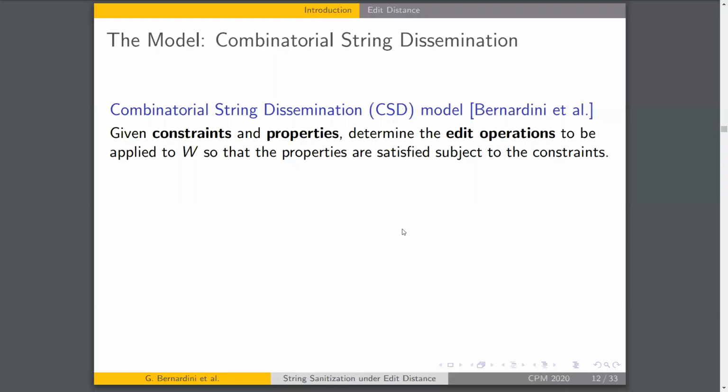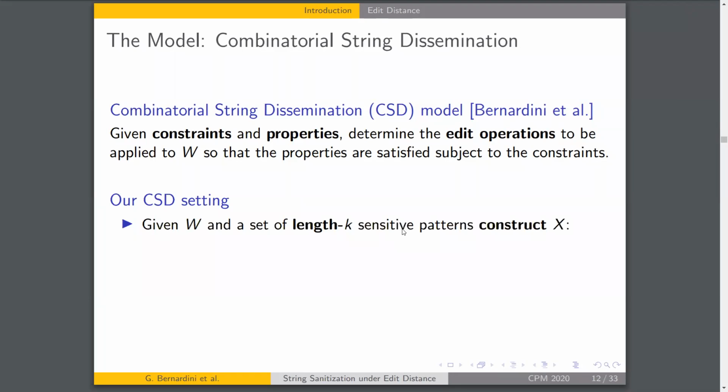So we use the combinatorial string sanitization model, which was introduced in the same paper by Bernardini et al. And it says that given some constraints and properties, we want to determine the edit operations that we have to apply to the string W to satisfy these properties subject to the constraints.